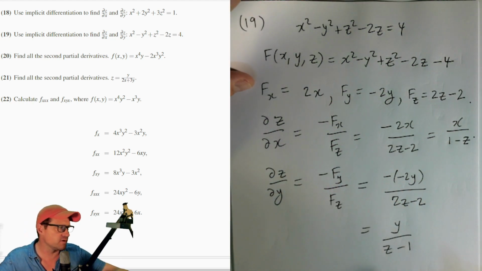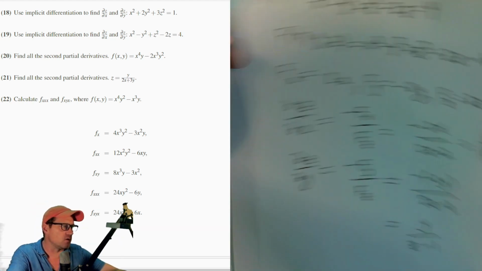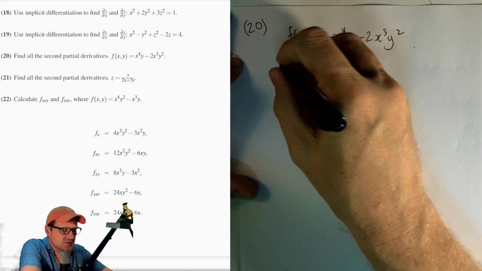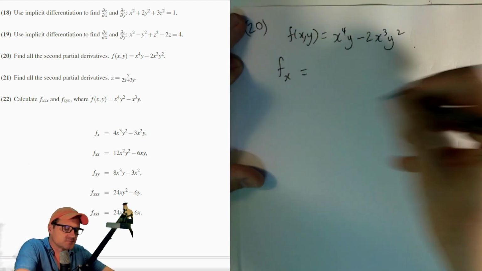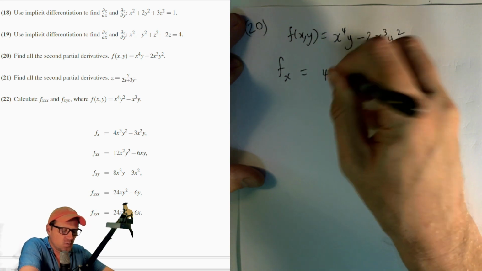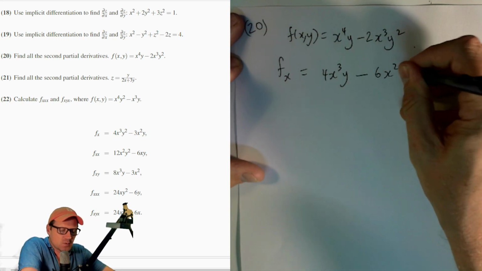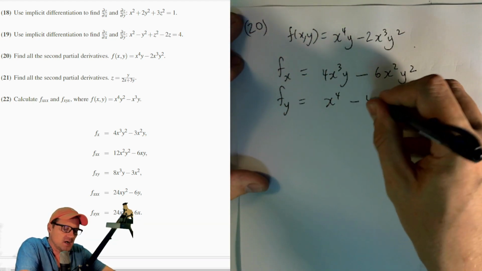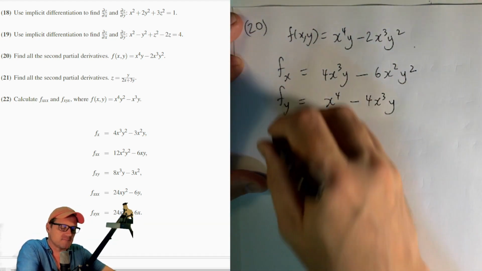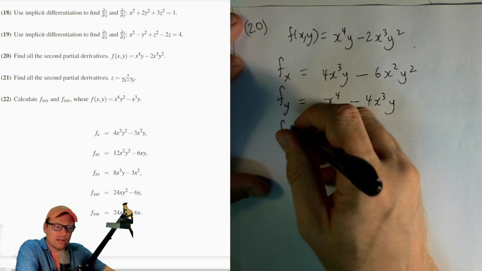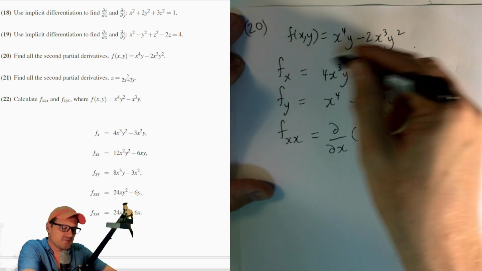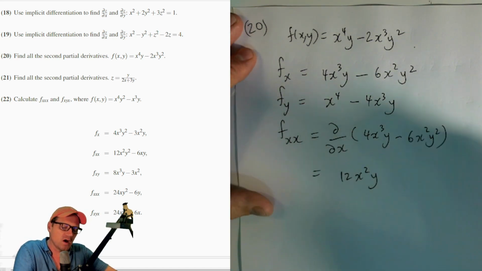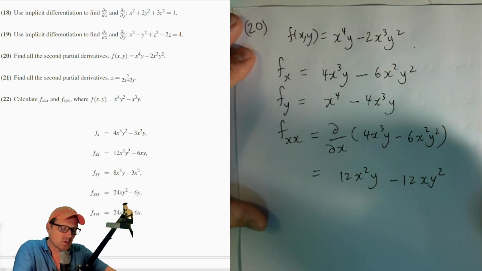All right, so moving on to question 20, find all second partial derivatives of that function. Differentiating f with respect to x, we have 4x cubed y minus 6x squared y squared. With respect to y, we have x to the fourth minus 4x cubed y. Differentiating f subscript x again with respect to x, differentiating this line, we have 12x squared y minus 12x y squared.